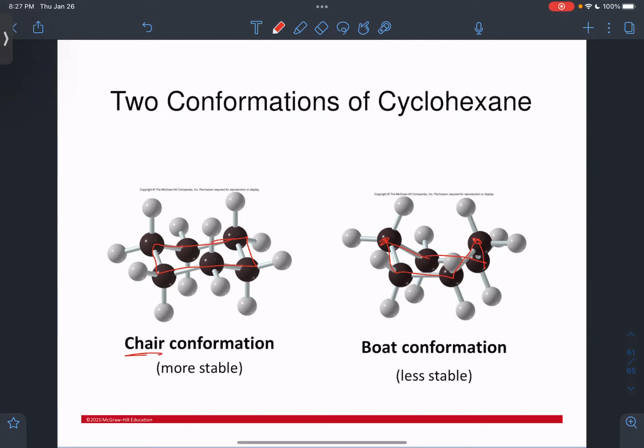But the chair conformation allows the atoms to be farther apart. So the atoms themselves have more space, whereas here you would have more, basically they call it steric clashes, where the electrons and the atoms are getting too close and they really repel each other. So the boat conformation is much less stable than the chair conformation.